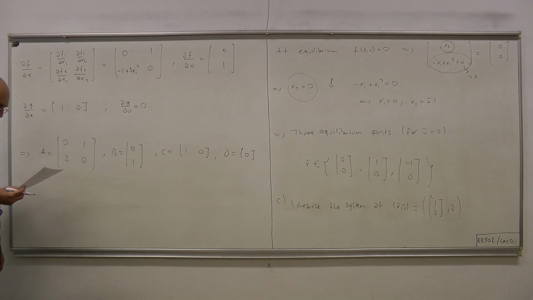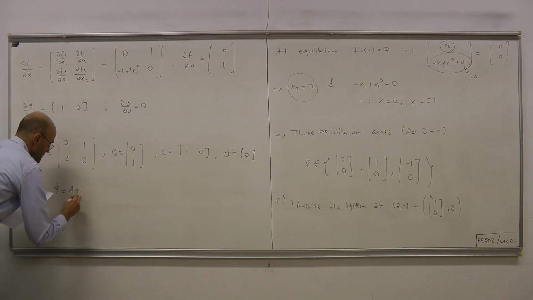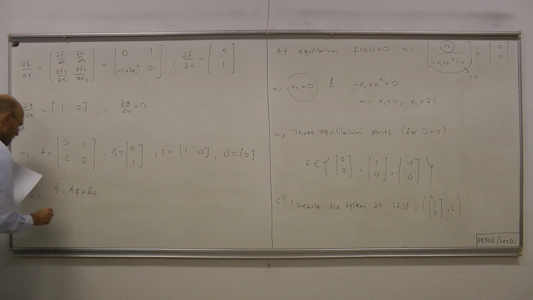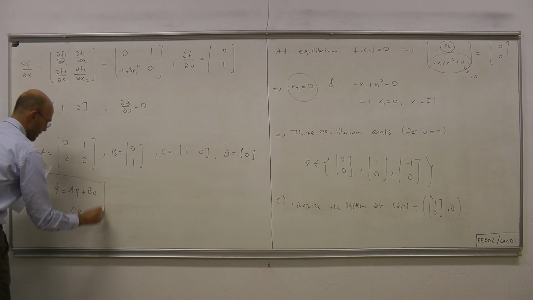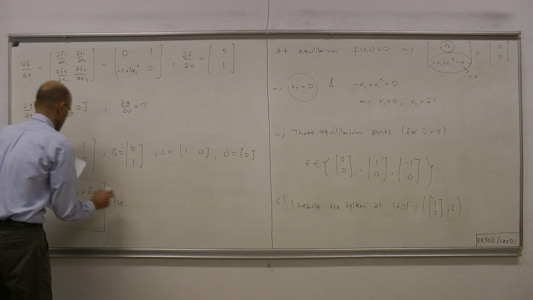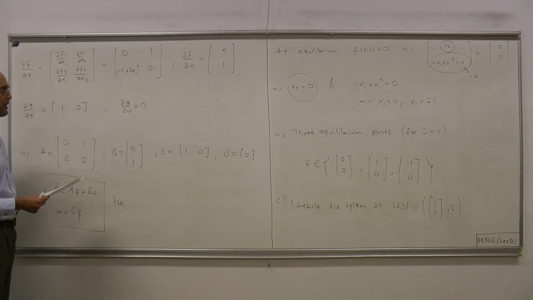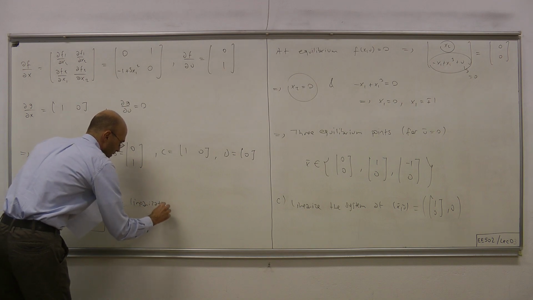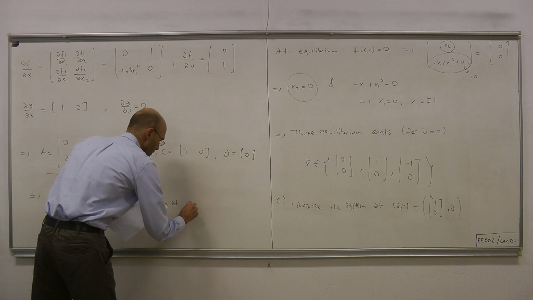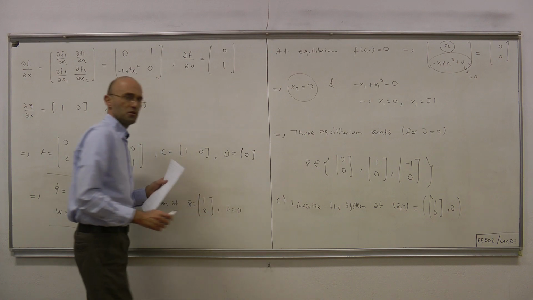Therefore, the linearization is psi dot equals A psi plus B u, and w equals C psi. So A, B, C, D are given here. Well, D is 0, we can write it here. The linearization at the equilibrium point 1, 0 and u bar equals 0.